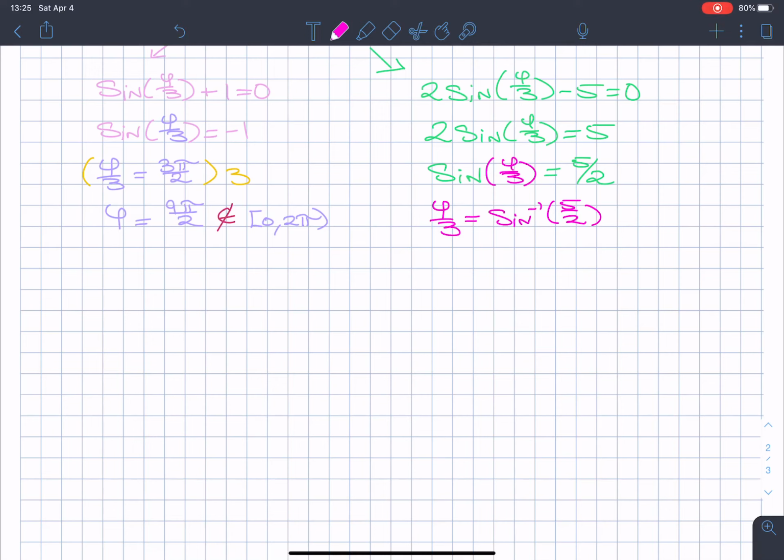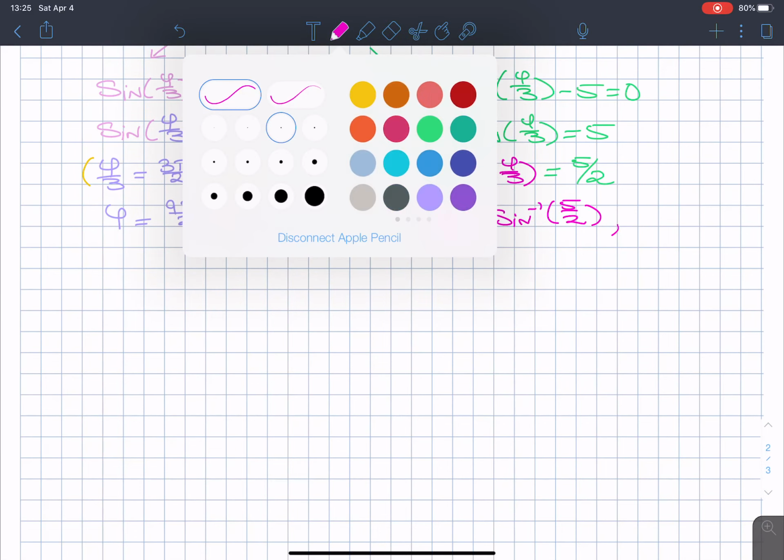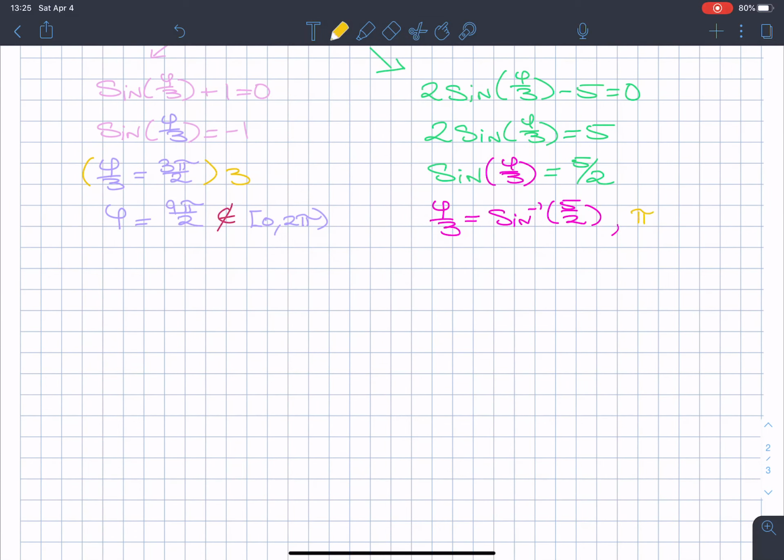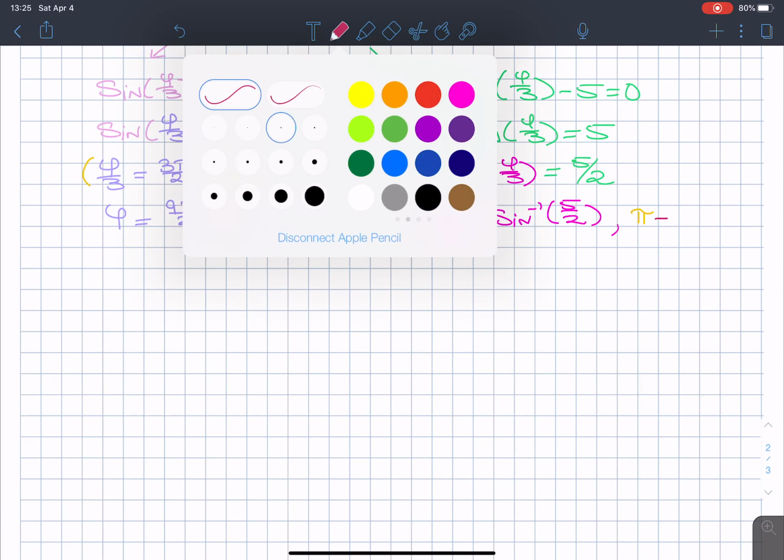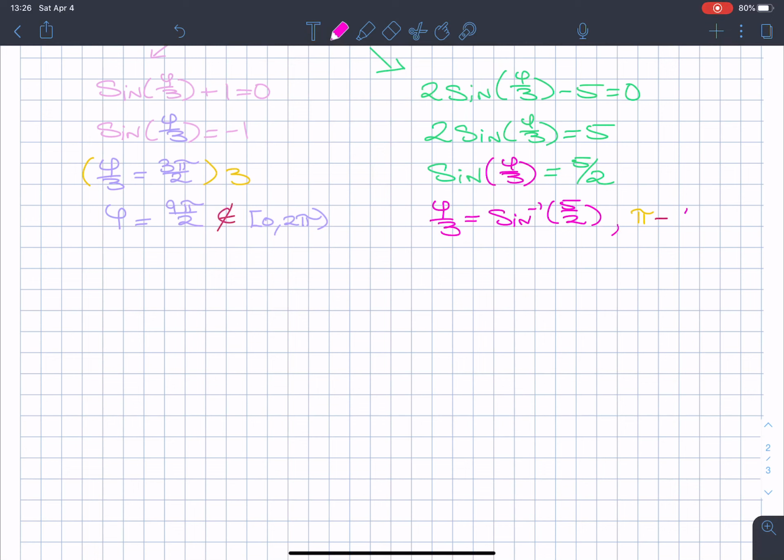Well, there should be one. Actually, let me color code it. It was yellow, remember? The two solutions. So pi minus inverse sine of 5 over 2.